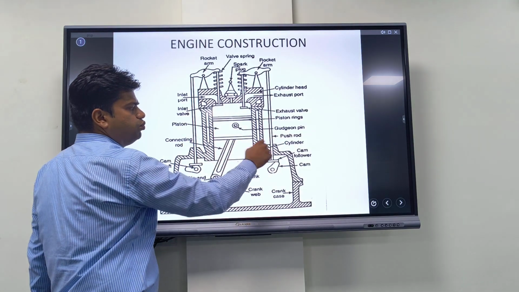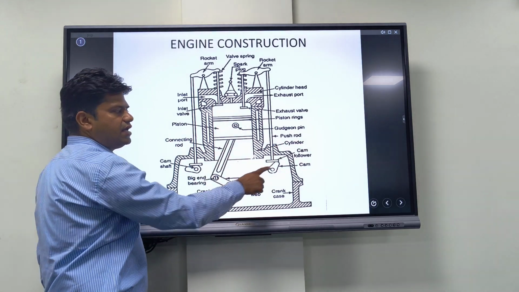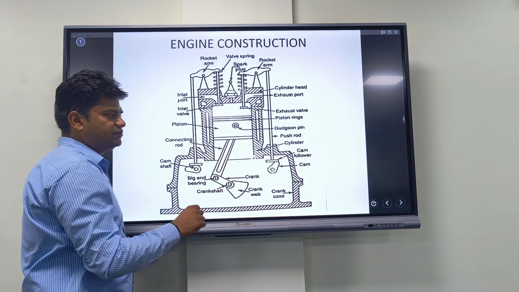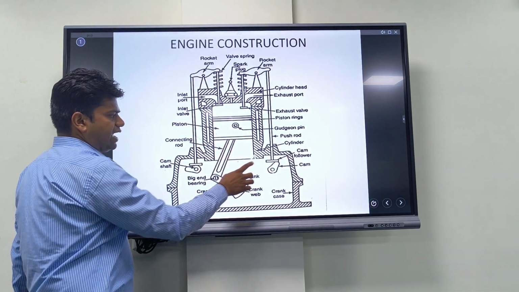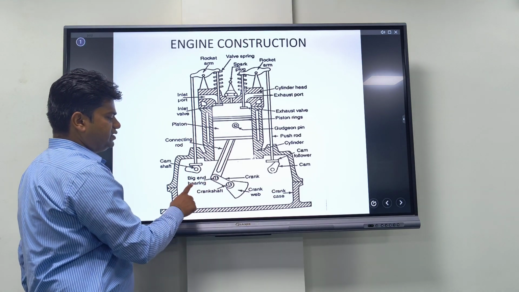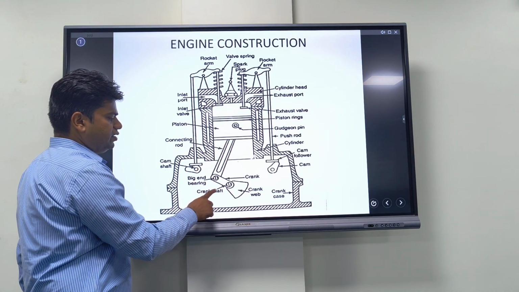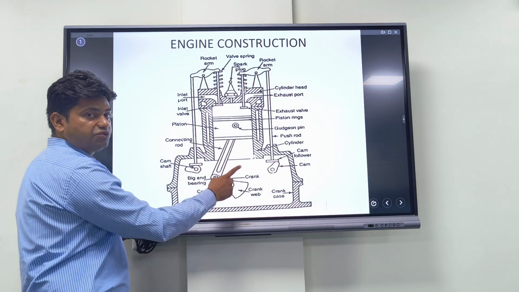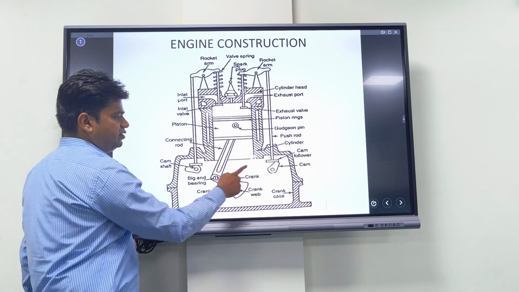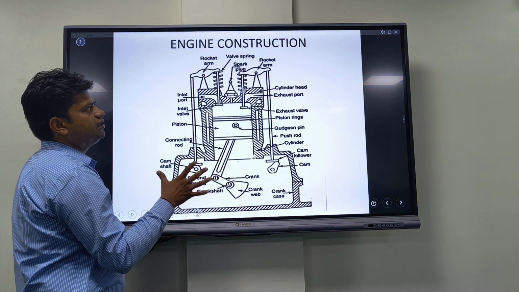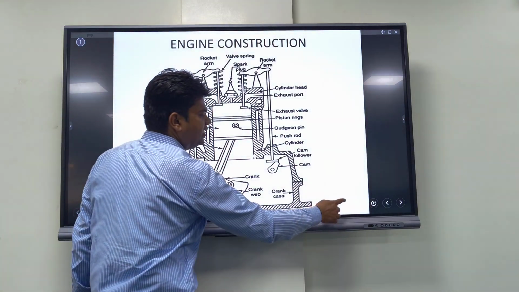Gudgeon pin, push rod, cylinder, cam and follower mechanism operate the valve mechanism, or the cam follower is directly related with the crankshaft. This one is the big end bearing, crankshaft, crankweb. There are two crankshafts. This is the engine construction. Next slide.